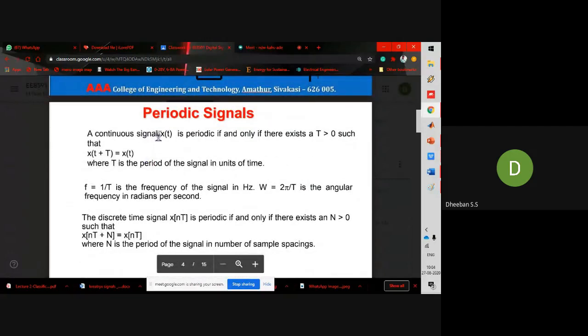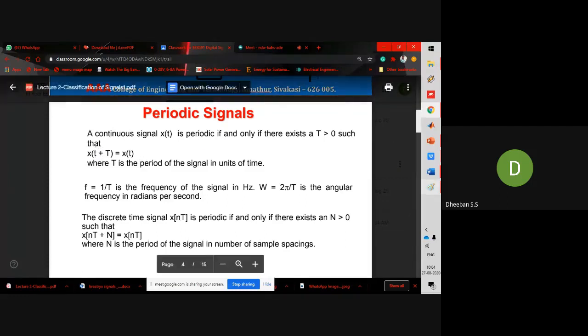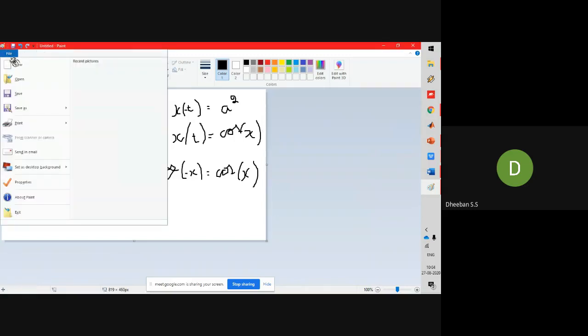Here also you'll be taking it with respect to your continuous signal. A continuous signal x of t is periodic if and only if there exists a time period T greater than 0 such that x of t plus T equals x of t. That is, whenever you add a time period to this signal, you get the same signal. This one will be easy to understand with a sketch.